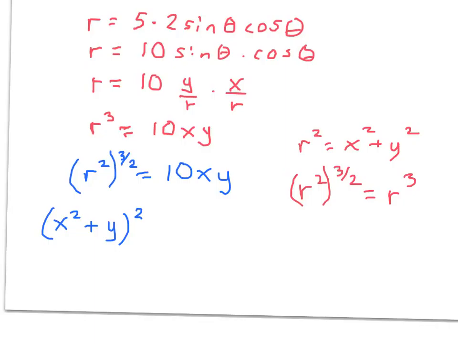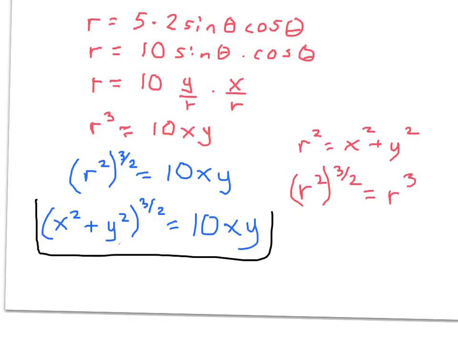Let's try that again. x squared plus y squared to the 3 halves equals 10xy. Now, technically right now, this is an equation that has only x's and y's, no r's and thetas, so it is rectangular.